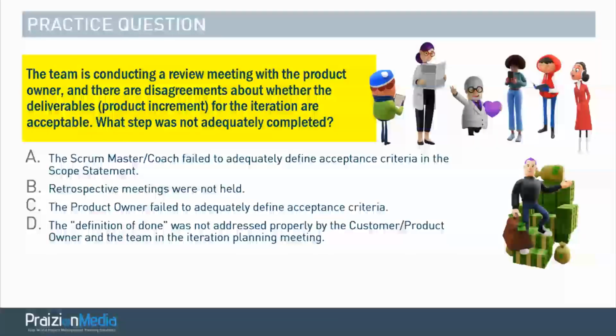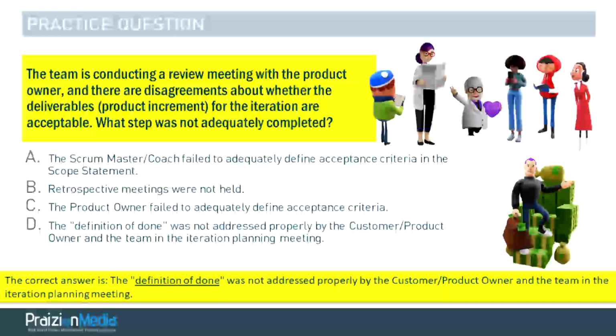Now, with our understanding of the difference between the definition of done and acceptance criteria, from this question, we can see that what is at play here is not acceptance criteria. It is really the definition of done. And that is why the best answer is D. The definition of done was not properly addressed.